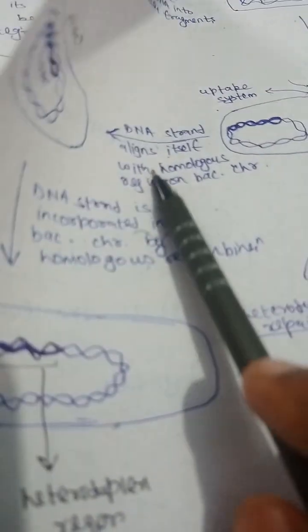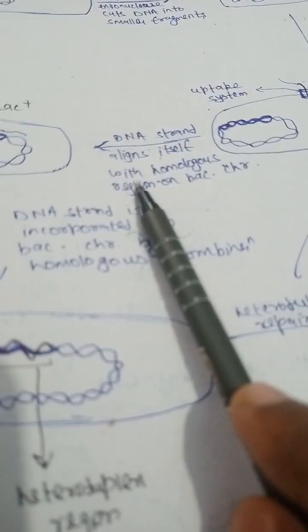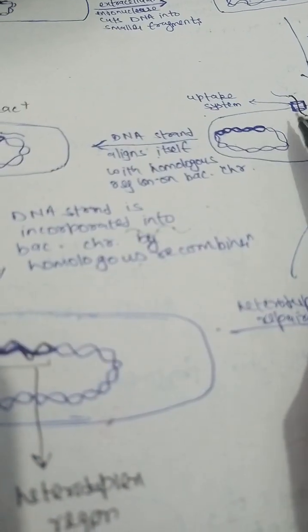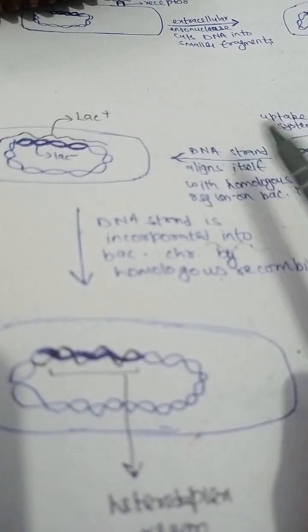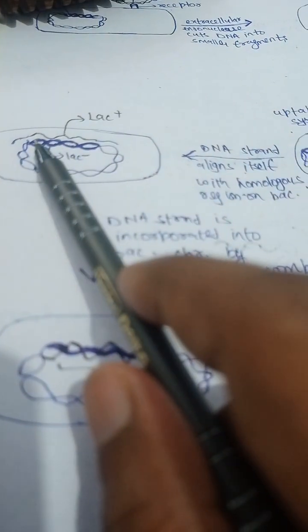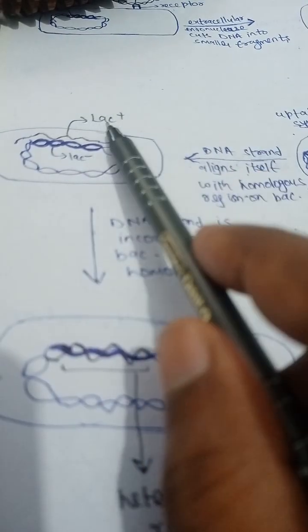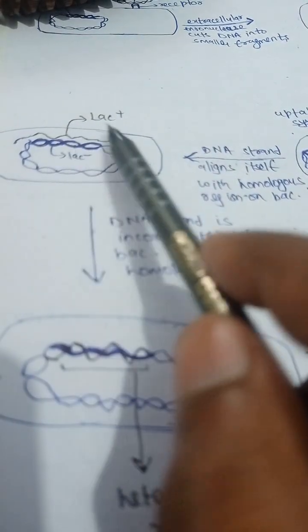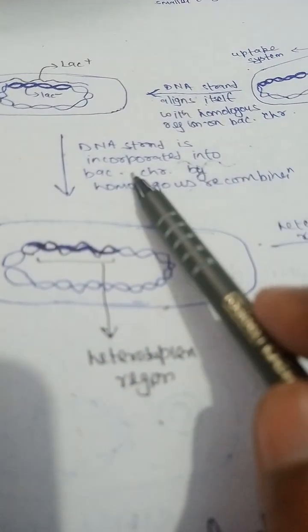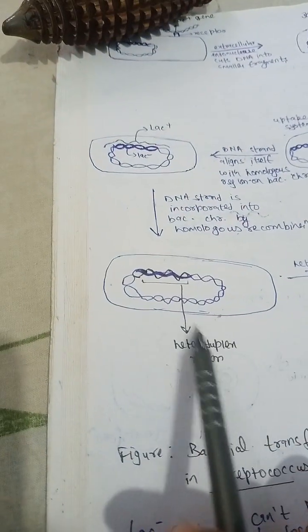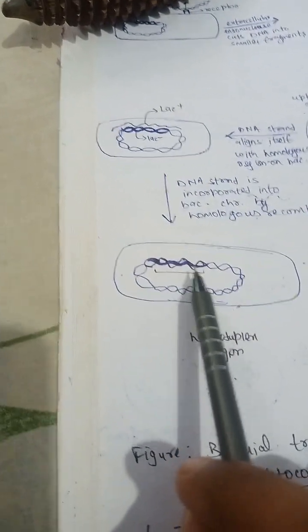Now see, the DNA strand aligns itself with homologous regions on the bacterial chromosome. What happens when the DNA enters? It will align itself with the homologous region. This was the lac plus gene and this is the lac minus gene, so both have similar sequences, so these are homologous regions, and it will align itself here. Now the DNA strand is incorporated into the bacterial chromosome by homologous recombination. Both DNAs will homologously recombine with each other, and a heteroduplex region is formed.